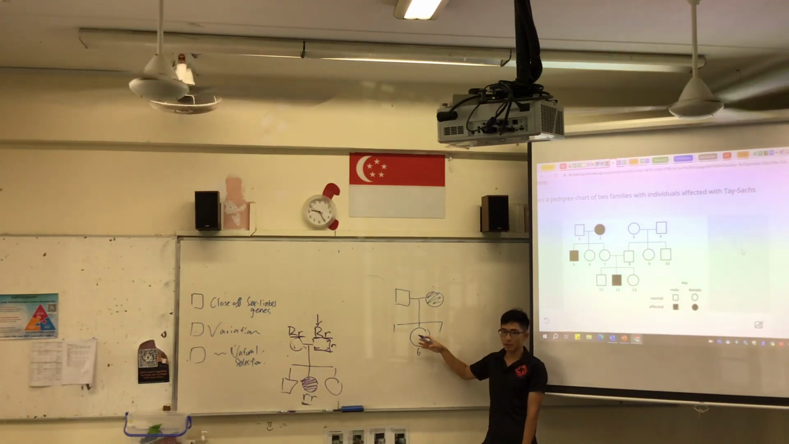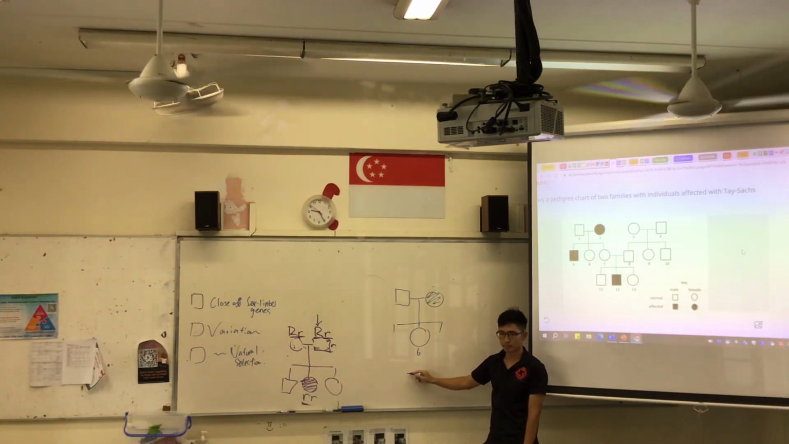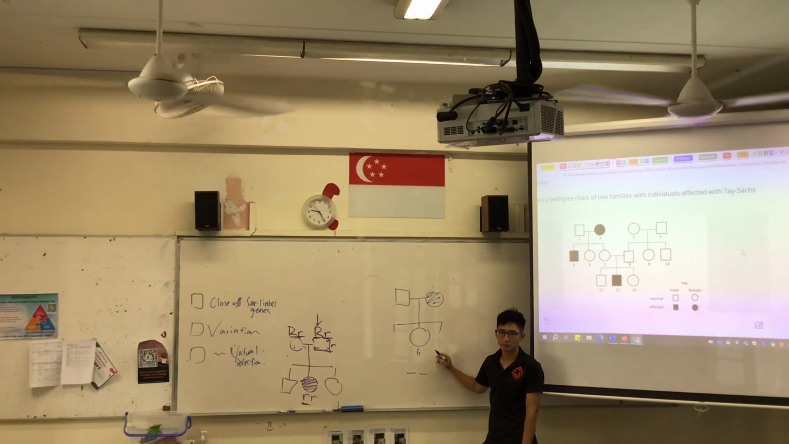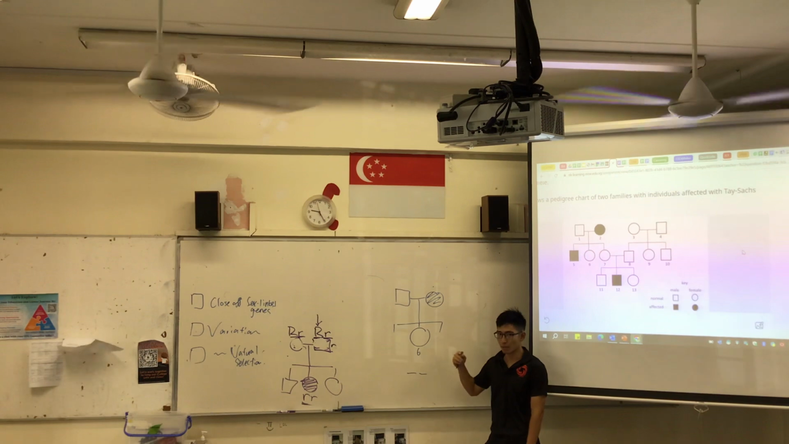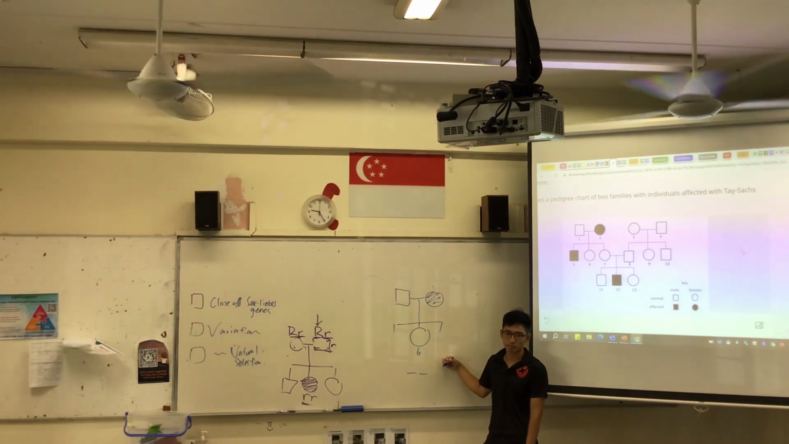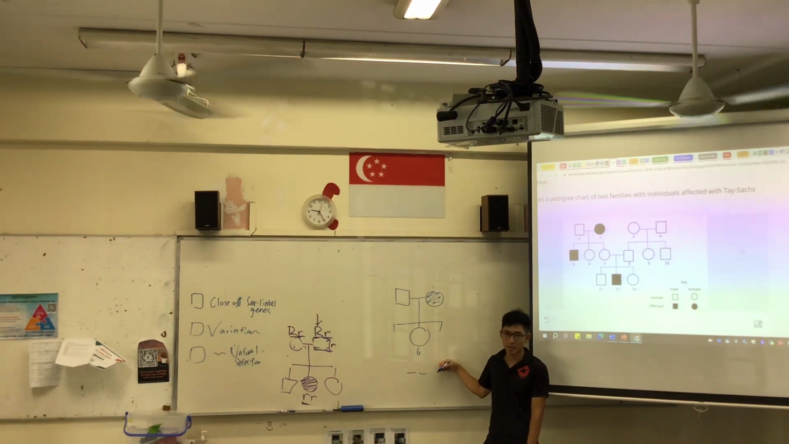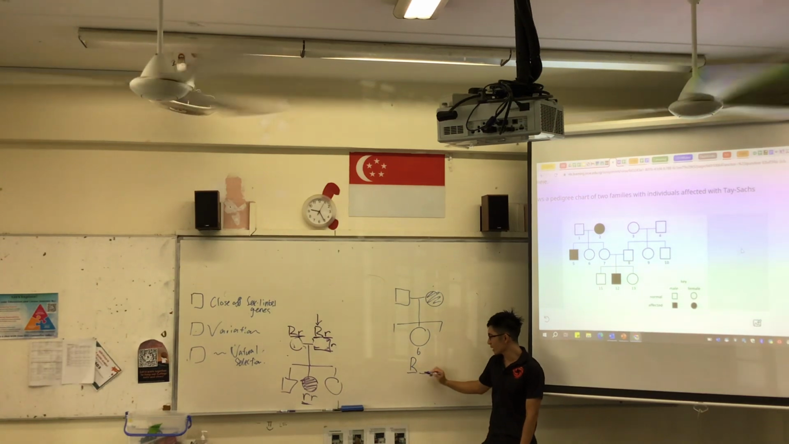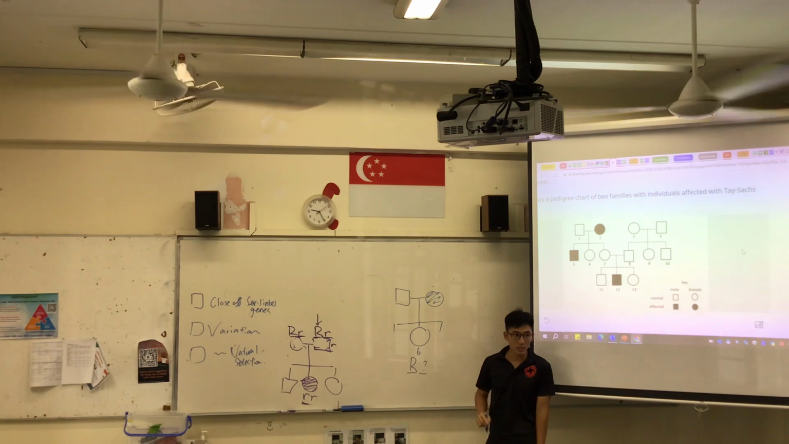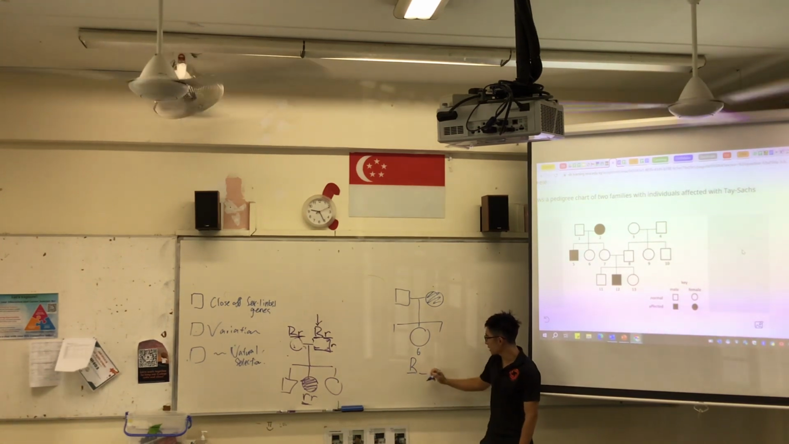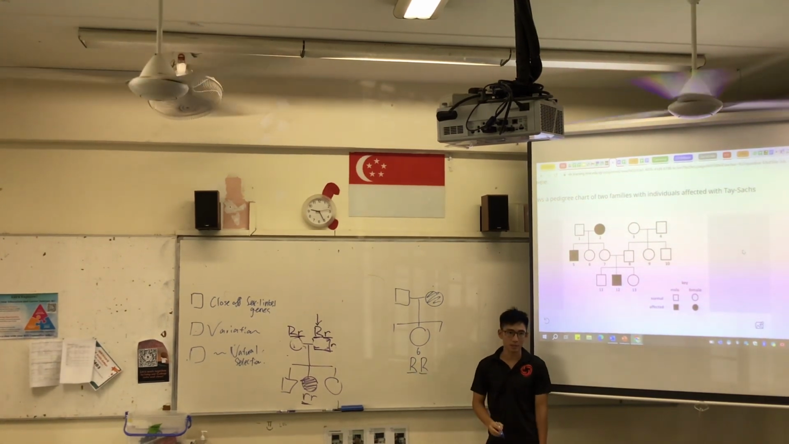Not affected, huh? What does this imply about the genotype? What can we be very sure of? What kind of allele will Confirm have? Confirm will have one copy of the dominant allele, right? The real question mark here is whether this is dominant or recessive. But the question here is asking you, what is the probability that this individual is homozygous dominant?